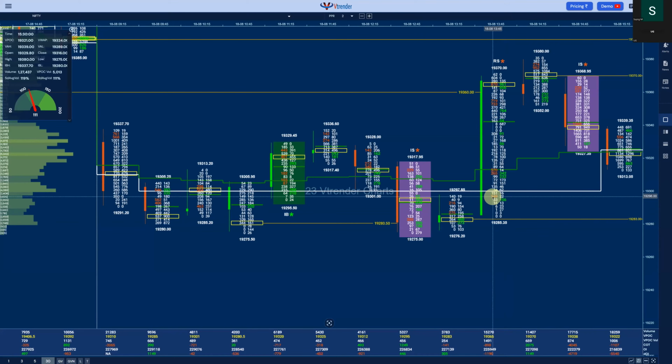The seller sees that, comes immediately to counter him. So that's why you see this 149 lots being added. The buyer adds 22, he adds 16. The seller tries to add some more, 151 on the other side.